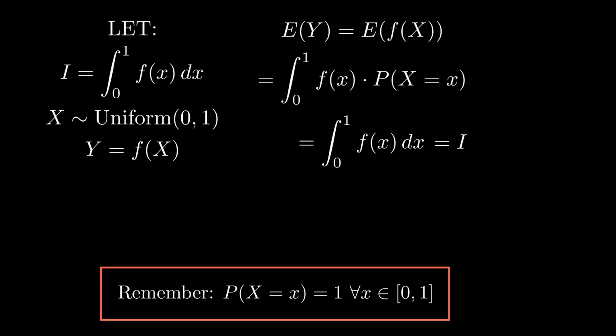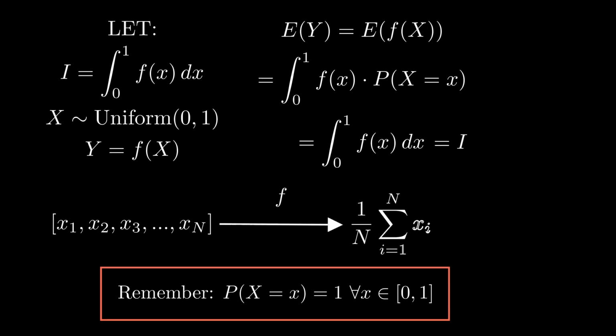This means that using the example we had before, if we used enough randomly chosen values between 0 and 1, put them through the function f, and then took their average, we could find the value of the integral that we evaluated at the beginning of the video.